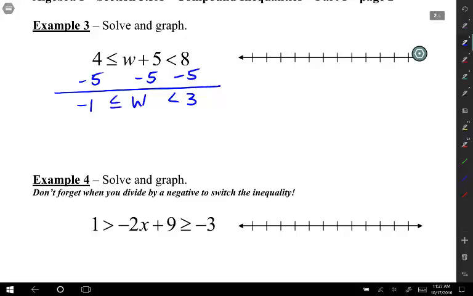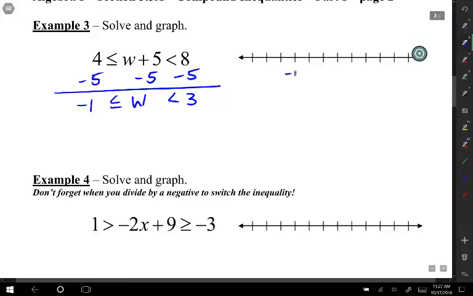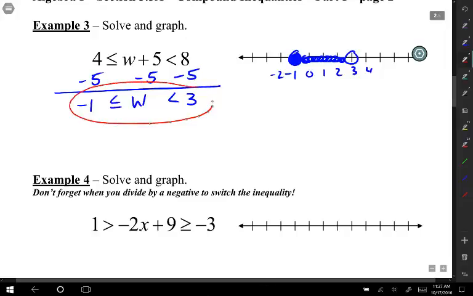So this is going to be shaded where? In the middle. In between negative 1 and 3. Shade in between. Do I fill either circle in? Yeah, fill in the left one. Nice job, Luke. So algebraically, I'm going to circle my answer. There's my answer circled in red, and there's my answer graphically.